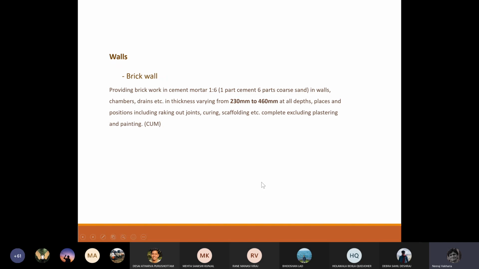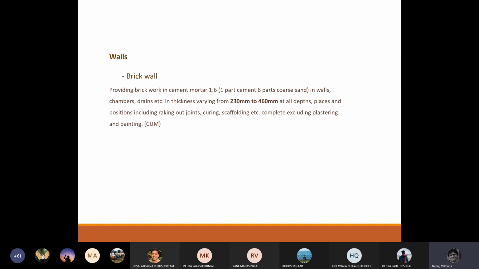Then also, while creating brickwork, sometimes we need scaffolding on the outer side. If it is a load bearing wall, then we will require a platform or something to support it and to work with it. So that scaffolding cost also we will consider in this.